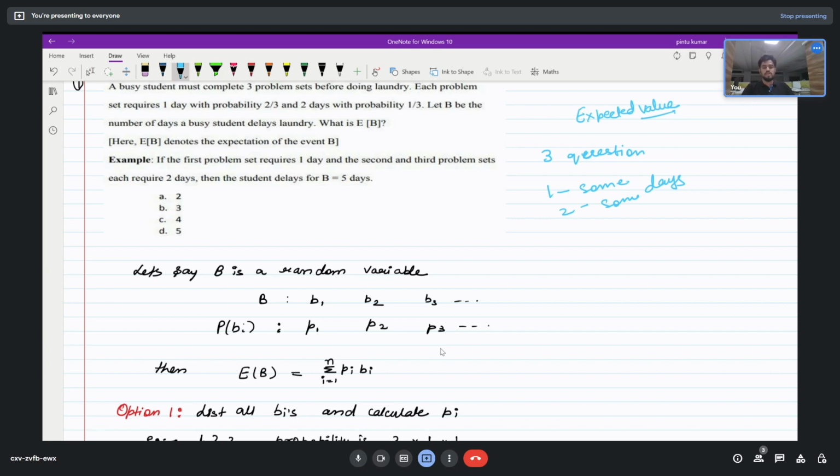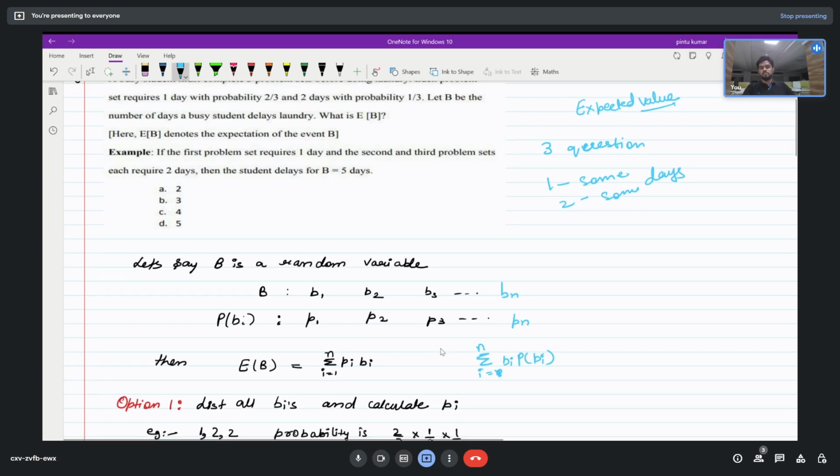So let's say B is a random variable that takes values B1, B2, B3, and so on, till Bn, and the corresponding probabilities are P1, P2, P3 till Pn. Then the expected value of B that we would get is the sum of probabilities multiplied by the values they're taking. In other words, it is the summation of Bi times probability of Bi. This is what I've written over here, and this is what we are going to use to solve this problem.